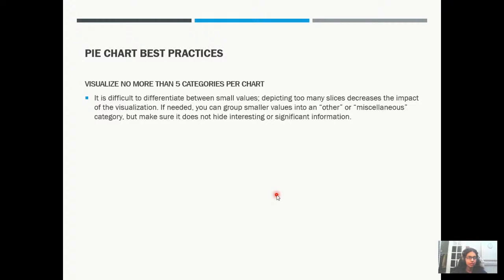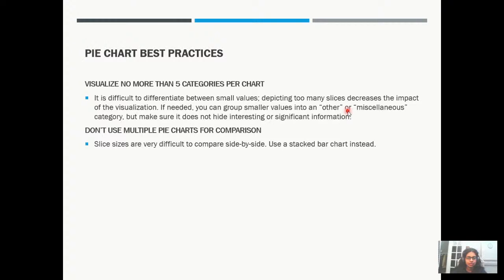In case we have more than 5 categories, we can show the top 4, and then the remaining categories can be grouped into either other or miscellaneous, unless there is something specific in those others you want to show. And in that case, it is better to use a bar graph.